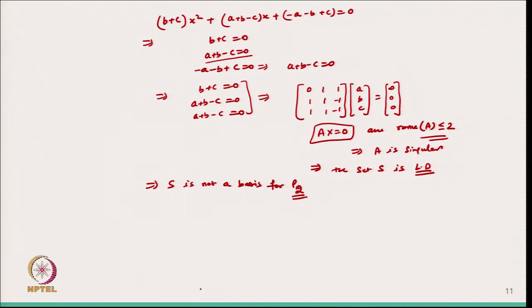Because if it is not LI, then this set is not going to be a basis, because for a basis it should be linearly independent and should span the space. So, the first condition is not satisfied. From here only we can conclude that this S is not a basis for the set of polynomials of degree less than or equal to 2.